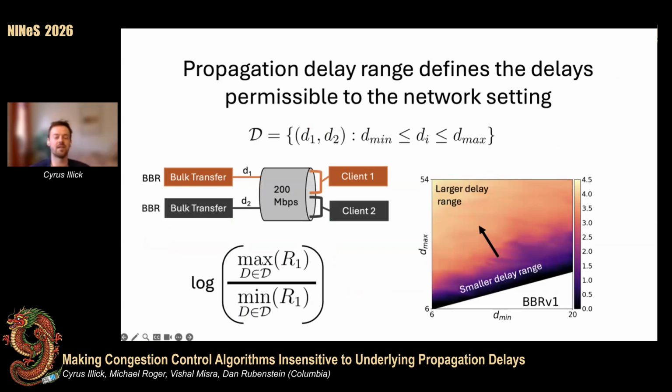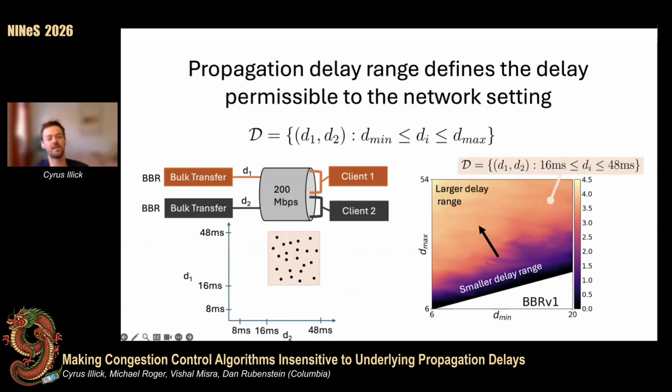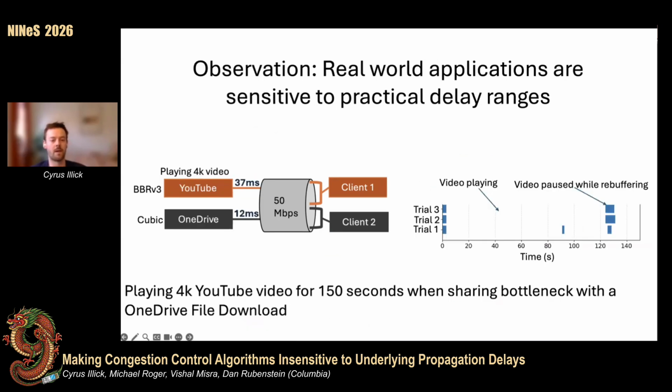In this figure, we show the sensitivity of the first BBR flow as it competes against another BBR flow in different ranges of delay, where we vary the minimum delay of the range on the x-axis and the maximum delay of the range on the y-axis. Then we can consider the sensitivity of the BBR flow when the range of delay falls between 16 and 48 milliseconds, and we can see how this sensitivity is different than if the propagation delays of both flows are between 8 and 16 milliseconds. Currently, real-world applications are sensitive to practical ranges of propagation delay.